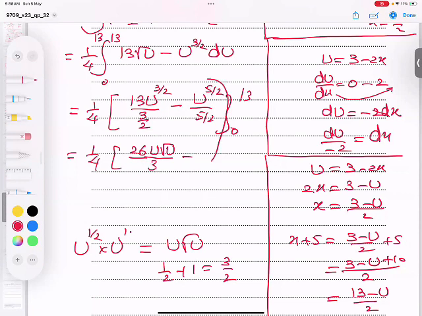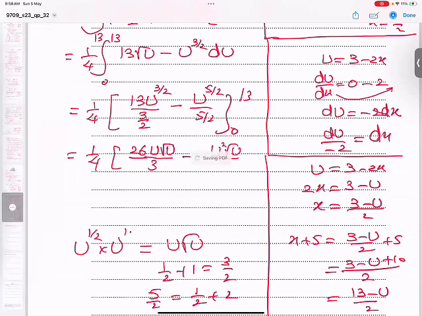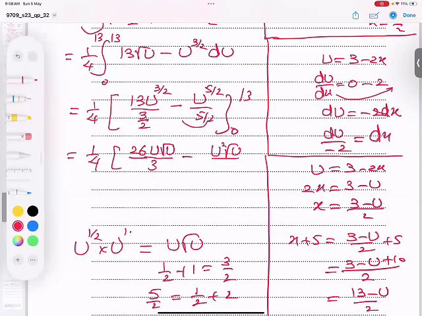Okay. And what about u 5 by 2? 5 by 2 is actually equal to half plus 2. So that is why 2 comes here and half comes here. So I'm writing here u square root u. And this 2 will flip. It becomes 2 up and 5 stays there.